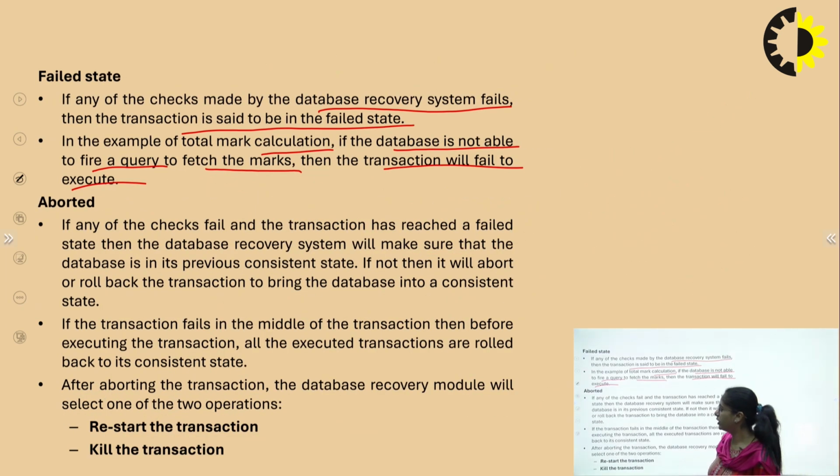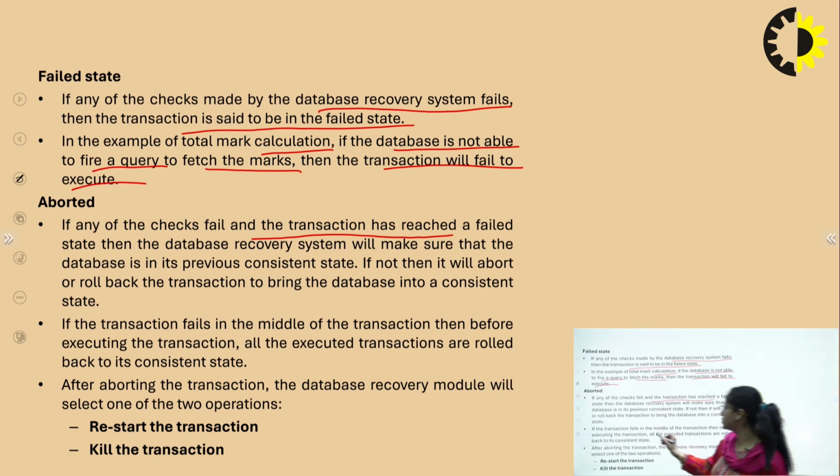After the failed state, the aborted state is there. If any of the checks fails and the transaction has reached a failed state, then the database recovery system will make sure that the database is in a previous consistent state. If not, then it will abort or roll back. It will undo all the changes we made there. That means it will undo our work.